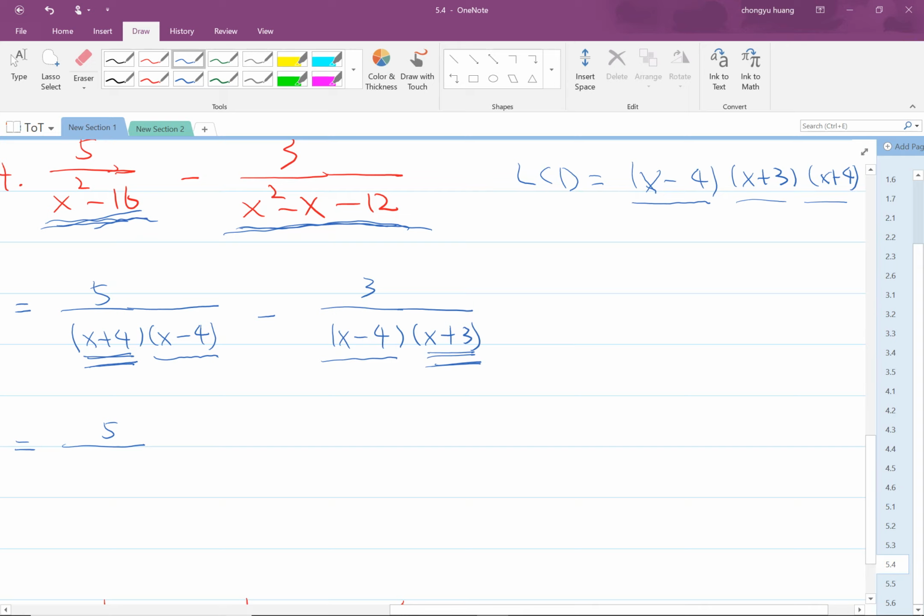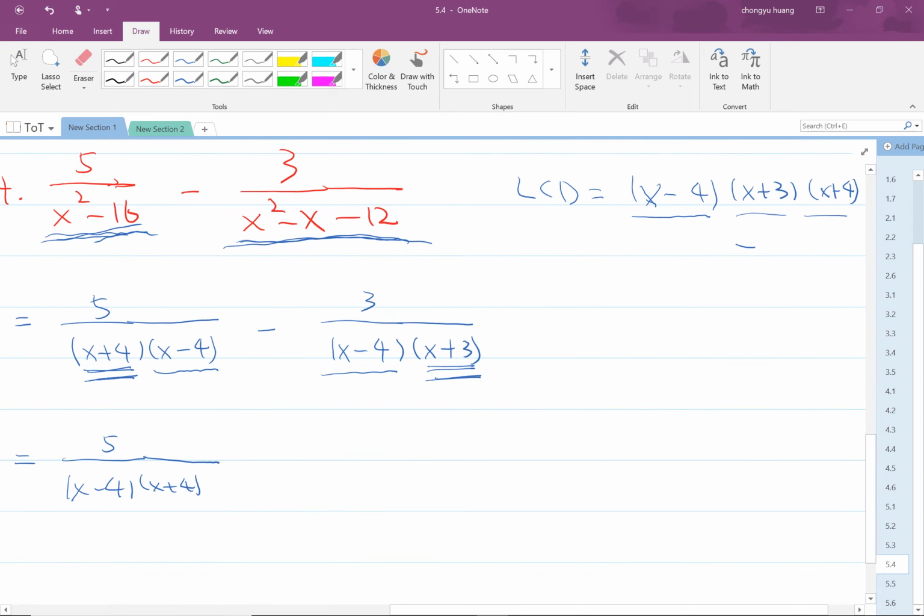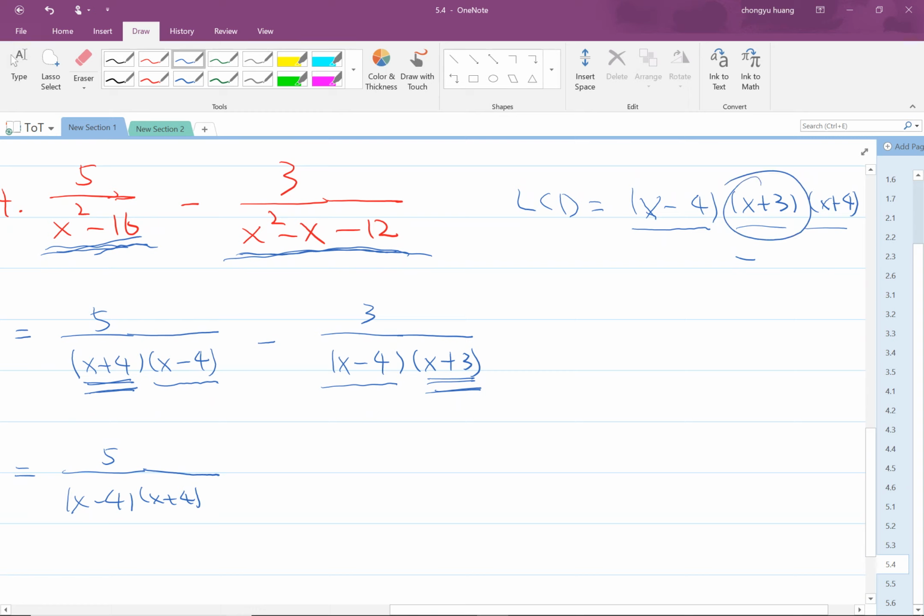So you can see we got x minus 4 and then x plus 4 over here, right? And then we're missing the term x plus 3. So you multiply x plus 3 and then you multiply another x plus 3 on the top to make it balanced, right?